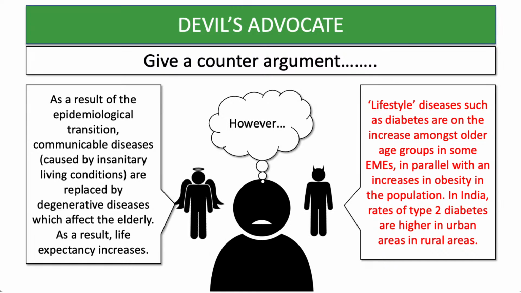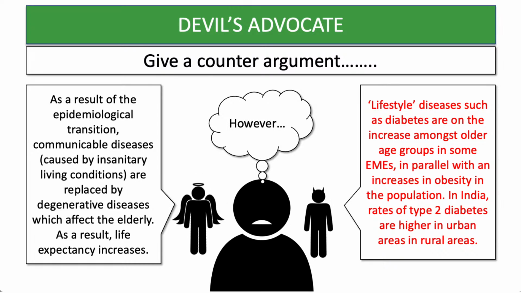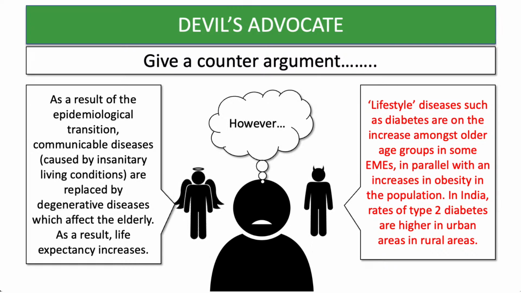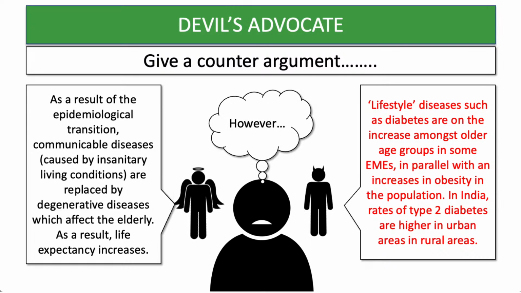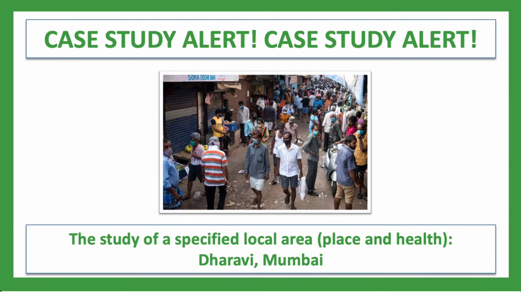But then we've got a little bit of a counter argument here saying, well, actually, you look at India and the rates of type 2 diabetes, which are really high in urban areas, maybe this transition is not releasing us all from the burden of disease, is it? It's not necessarily going to be linked to really high life expectancy in all countries. So well done having a go at that one. That's a bit of a tricky one, but just a reminder of that need for a counter argument.